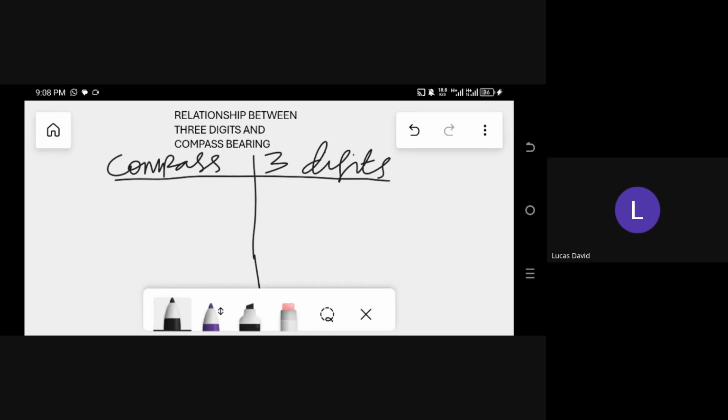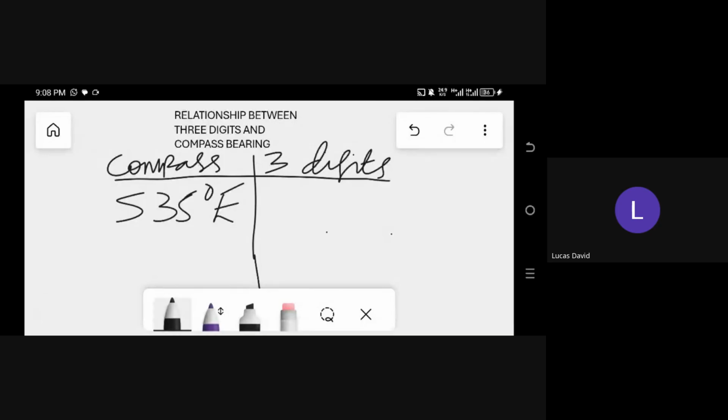So let's start with, let's say, number one. What do you think would be the 3-digit bearing for south 35 degrees east? If you are to convert south 35 degrees east as a compass bearing, because you know, of course, compass bearing is the one that deals with southeast or northeast or northwest and so on.